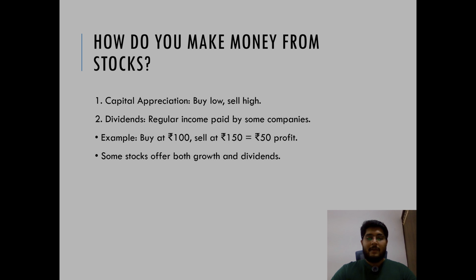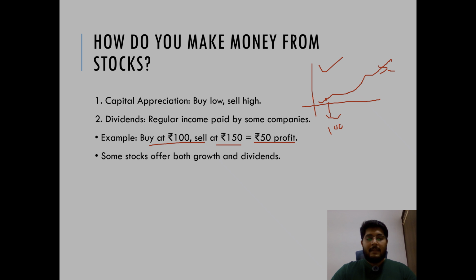Then the most important, the one I believe everybody is waiting for, is how do you make money from stocks? Capital appreciation. You buy low and sell high. So let's say if this is an x-axis and y-axis, you buy over here and you wait till the time the stock has gone up in value and you sell here. So let's say for example this was 100 rupees a share, and you sell over here at 150. So you buy at 100 and sell at 150, so the 50 rupees is your profit, right?